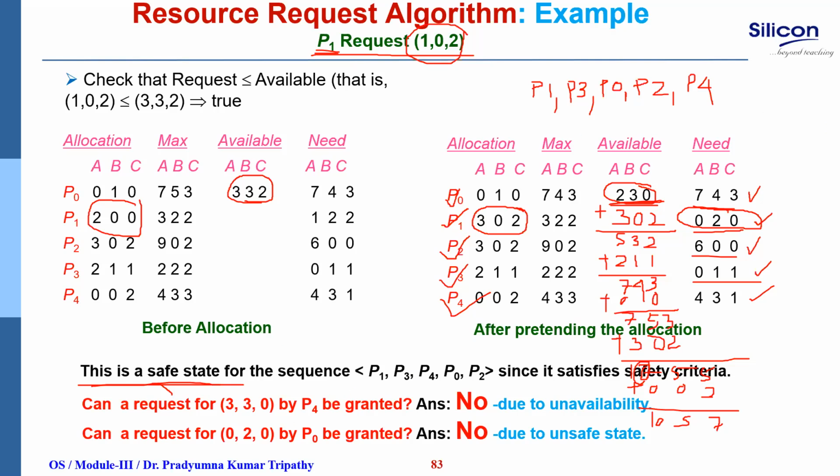You can check it with this problem. Say P4 is requesting 330. If P4 is requesting 330, I will subtract 330 from here, so it will become 002. This will be allocated to P4. If I allocate 330 to P4, this need will also change. And you will again run the algorithm, and you will see that for some of the processes the demand cannot be fulfilled. That means it is not in a safe state. So we will not grant the request.